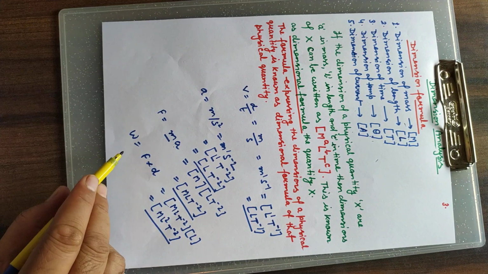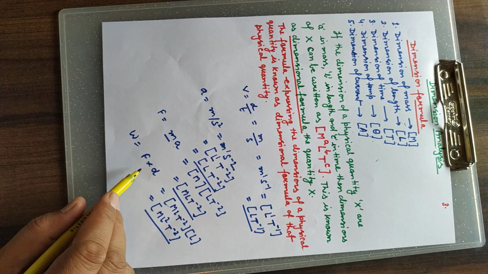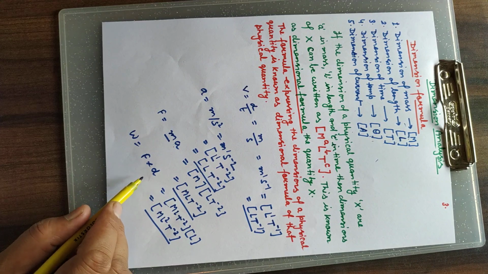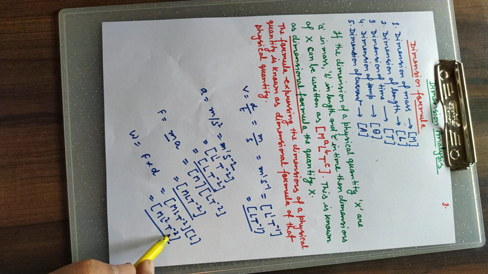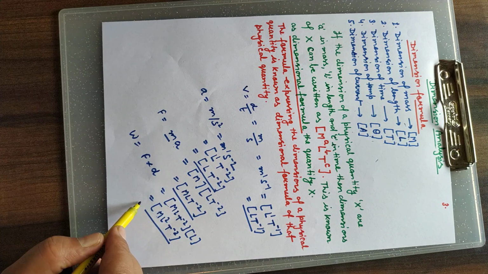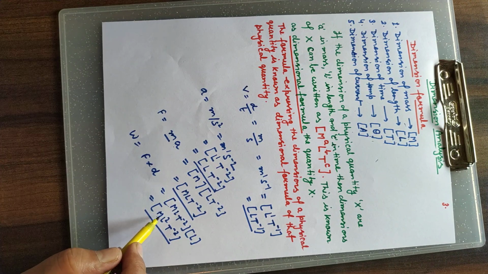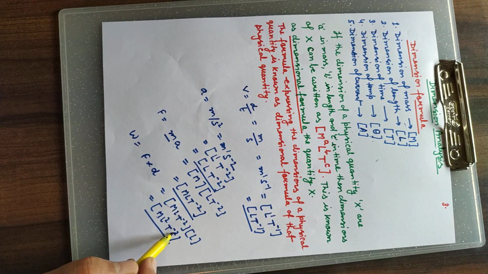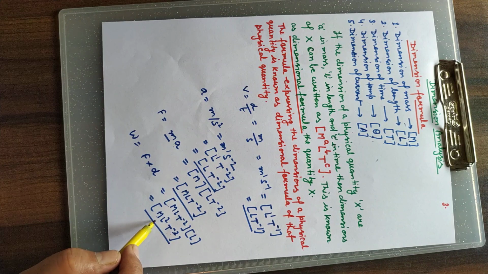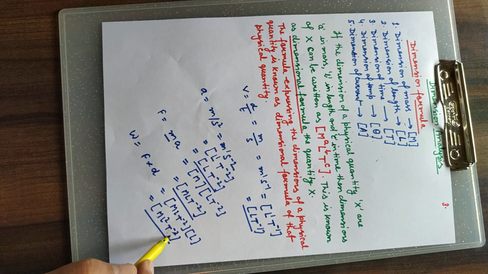So the dimension formula of work or all the energy, kinetic energy, potential energy, mechanical energy, chemical energy, is ML²T minus 2. In the dimension formula of work, the dimension of mass is 1, the dimension of length is 2, the dimension of time is minus 2, but the dimension formula of work or energy is ML²T minus 2. Thank you.